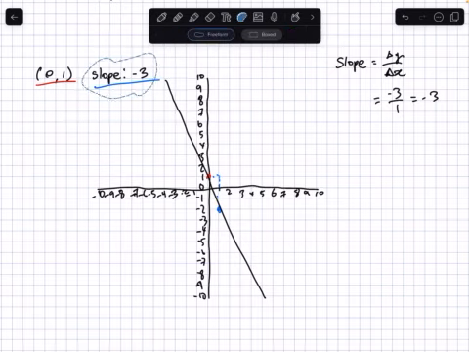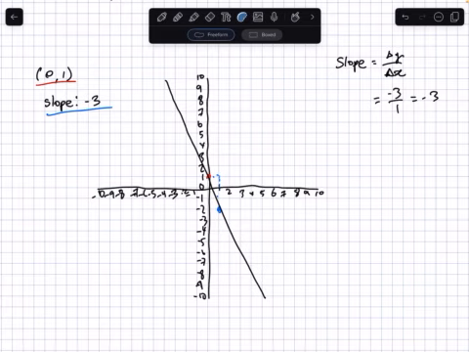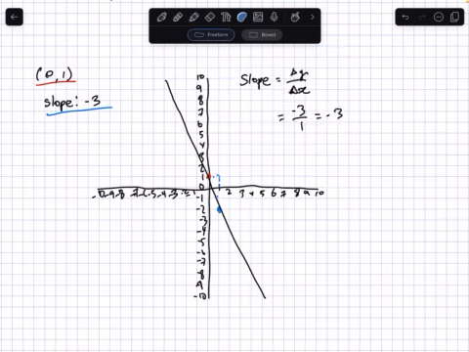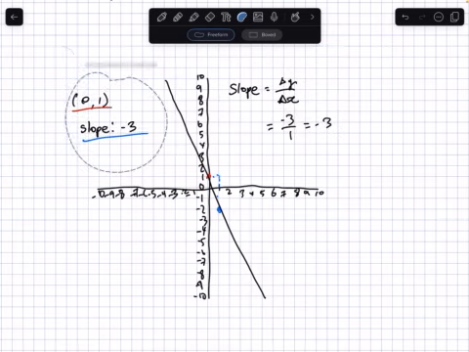So yes, a quick recap. We just talked about what a slope is and what the different things we can tell about a graph from its slope. And we worked out how to find the slope from a graph, by looking at the points on the graph, and then also how to graph a linear equation based on a point and a slope.